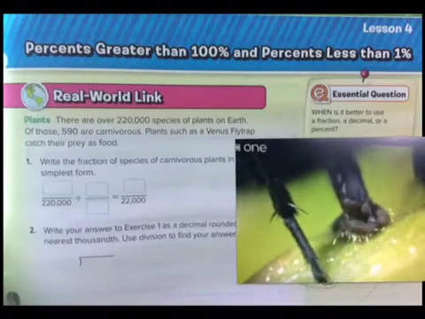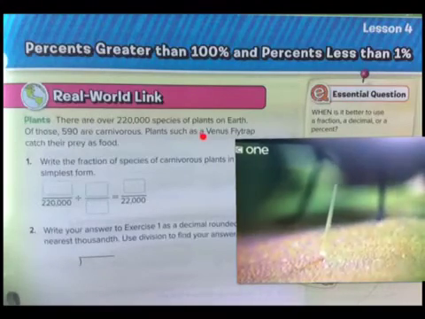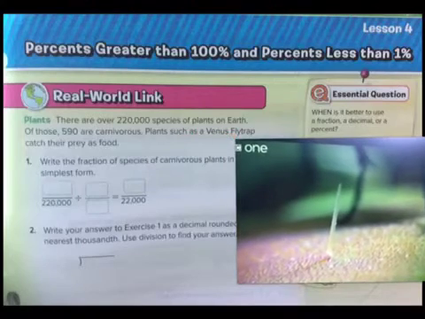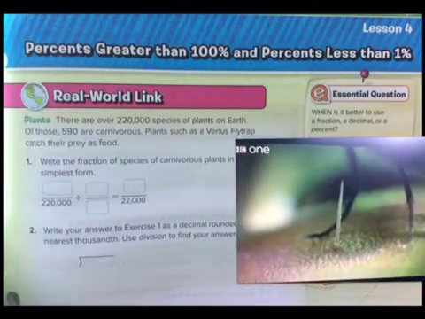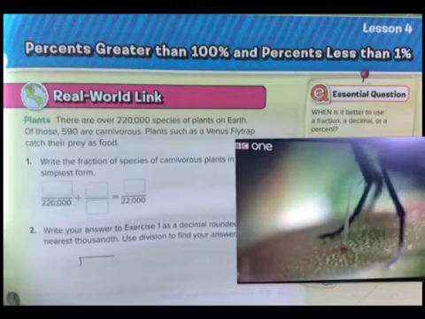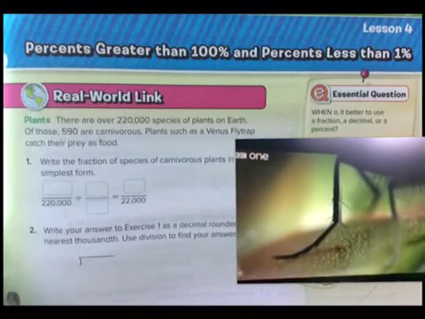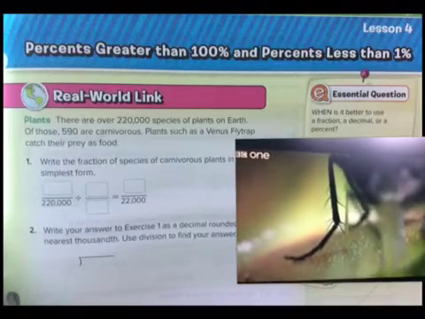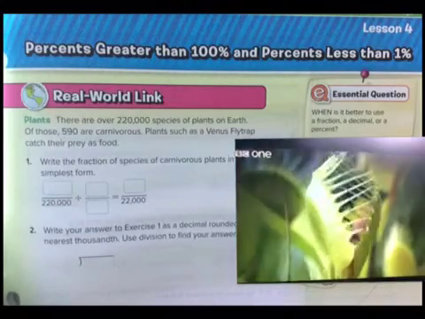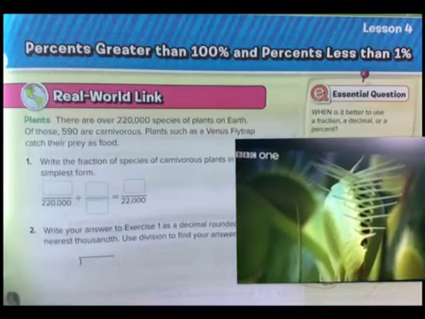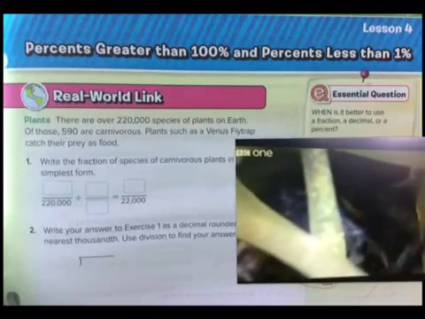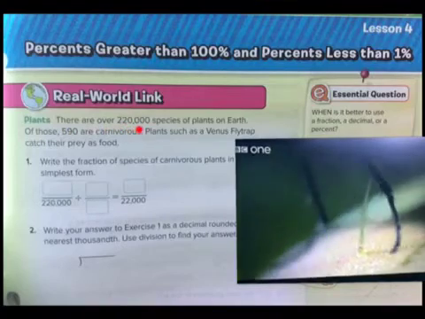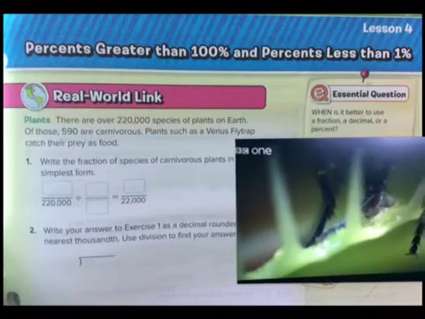Okay, we're looking at page 117. And we're going to be learning about Venus flytrap right now. There you can see, by BBC One, we're provided a video of a Venus flytrap, and it's just kind of eating the sap on the plant, and then it closes up, as you can see right there. There are over 220,000 species of plants on Earth.